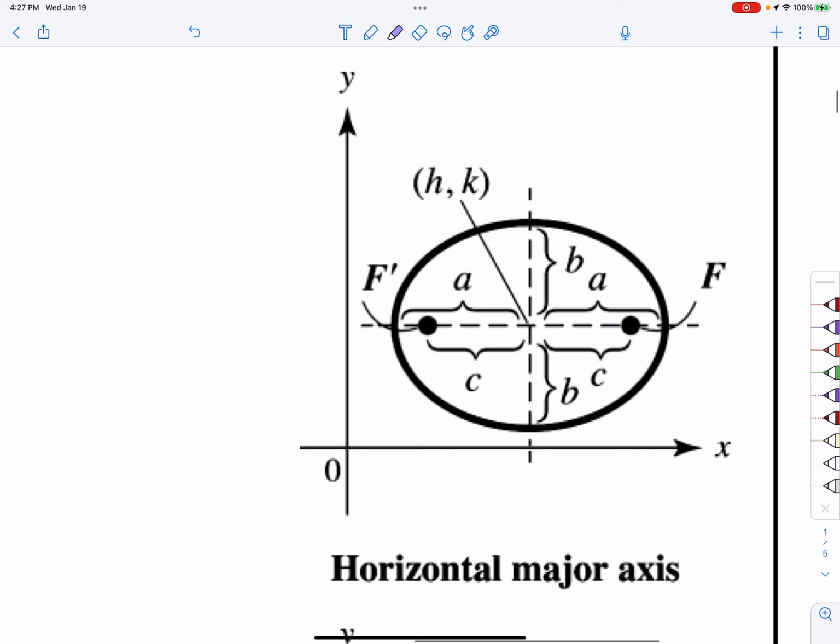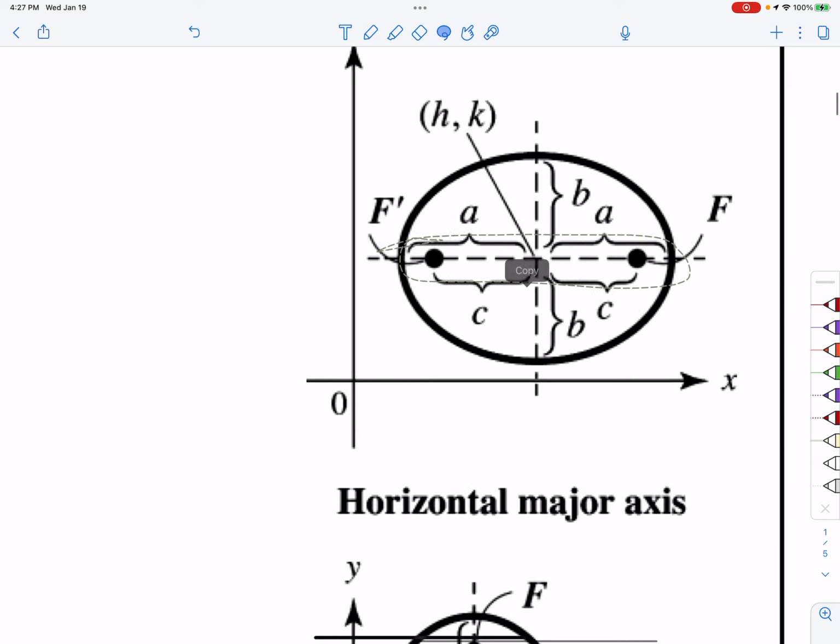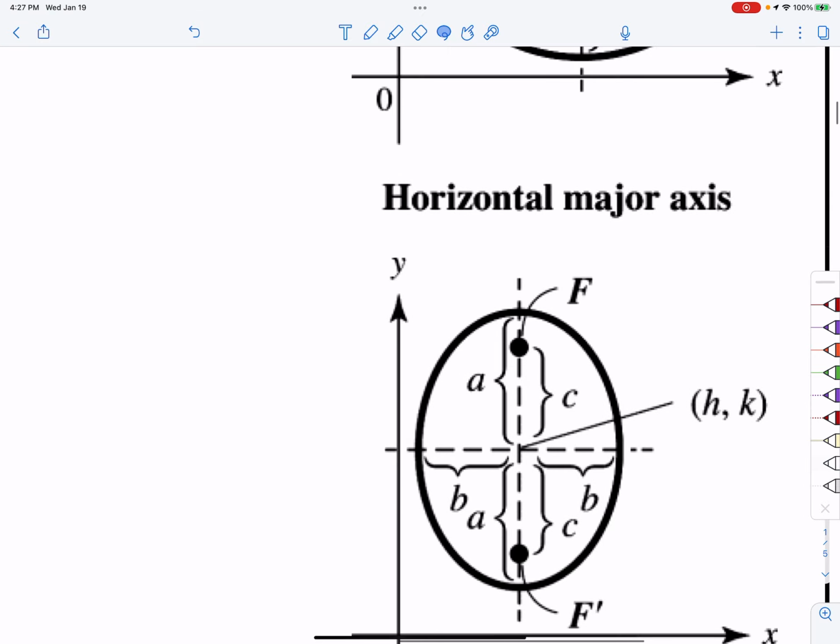vertical. The major axis is the axis of symmetry that goes along that long axis. I'm sorry, that's rather redundant, but it's the axis that cuts the ellipse in half the long way. So in this one, my axis of symmetry, that major axis, is going to be a vertical axis. Just understand the major axis is the axis that splits it in half the long way.